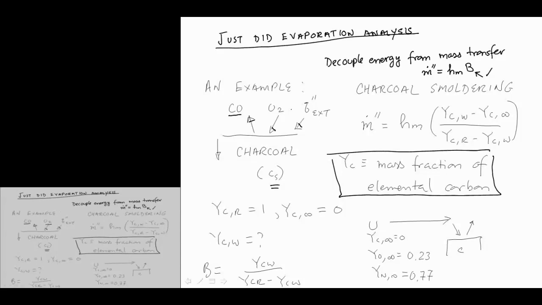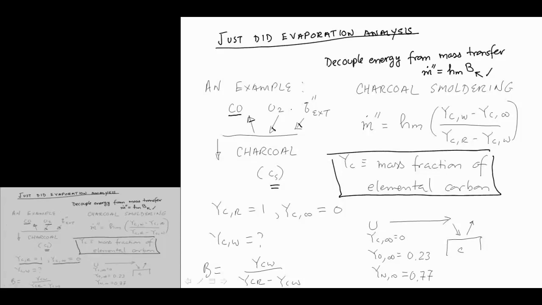atomic carbon is conserved. And so we look at the mass fraction of this elemental carbon, and using our definition of B, that it's a conserved quantity at the surface minus its value at infinity, divided by the reservoir value minus the value at the wall, we understand that this is a reasonable statement for YC. So YC at the reservoir is equal to 1. YC infinity is equal to 0.